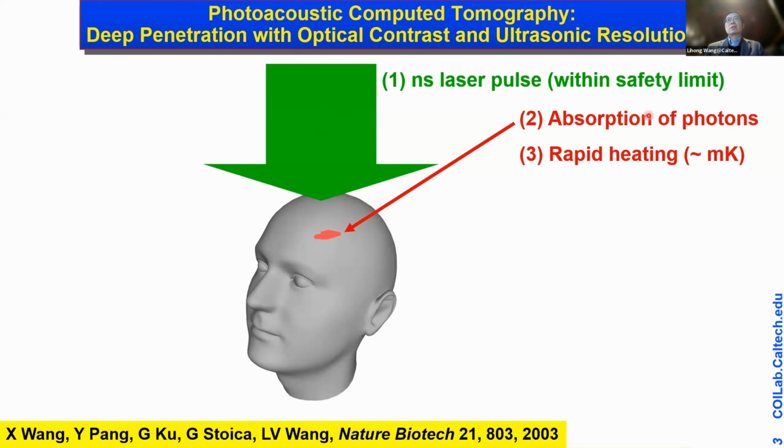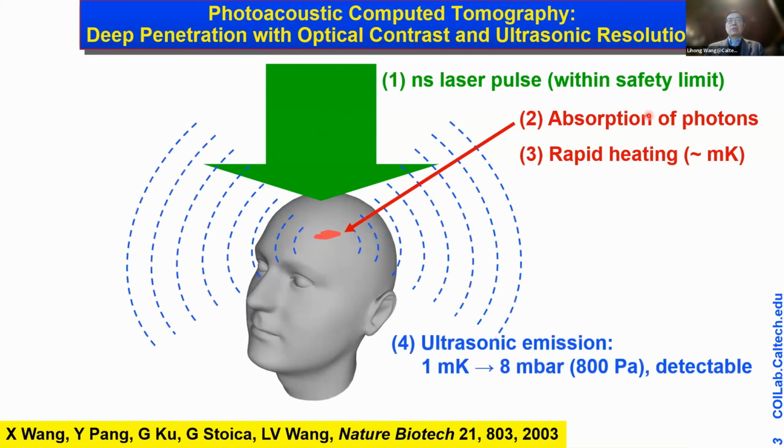When photons get absorbed, they generate rapid heating. Every millidegree of temperature rise gives you a detectable pressure. So we can usually heat up to hundreds of millidegrees within the safety limit per laser pulse, and we get a good SNR. Unlike standard optical imaging, we receive the photoacoustic signals.